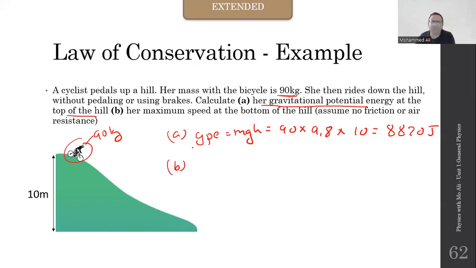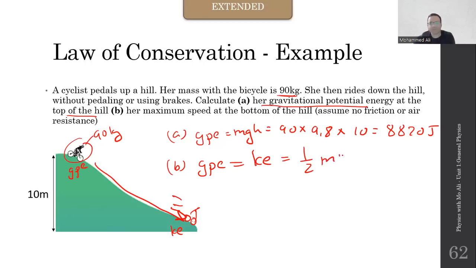Then, what's her speed? This is a very common question. So keep in mind, the gravitational potential energy at the top changes to kinetic energy at the bottom, always, assuming no energy losses. This is why I assume no friction or air resistance. So gravitational potential energy has changed to kinetic energy. But what's kinetic energy? It's half mv squared. What does it want? The speed. Don't let the word maximum confuse you. Maximum is just the final speed.